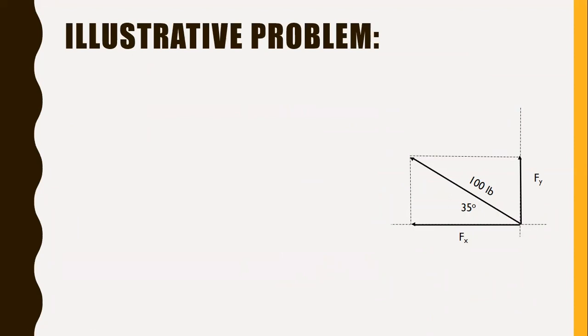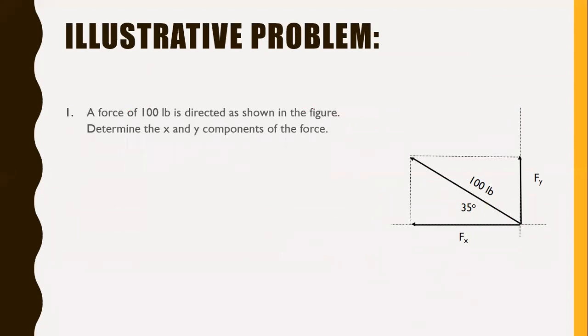Now, second example. A force of 100 pounds is directed as shown in the figure. Determine the x and y components of the force. Remember again, the given is under the polar coordinates. You have your 100 pounds and 35 degrees. But the given figure is lying on the second quadrant. The requirement is to find your Fy and Fx. Let us try to solve this one.